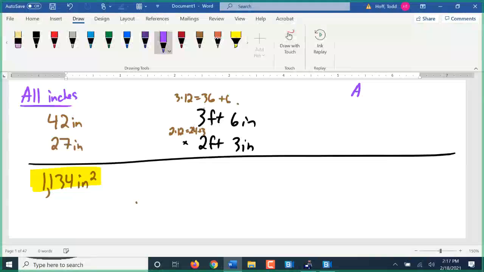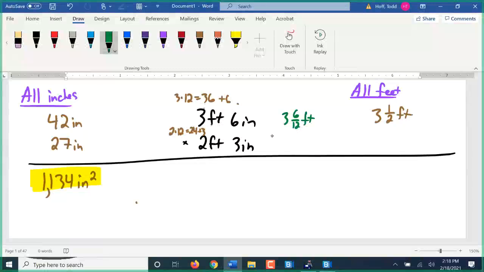The other option would be to turn it into all feet. Well, the easiest way to do that is to turn the inches into just a fraction of a foot. There are 12 inches in a foot, so 6 inches is 6/12 of a foot. So 3 feet 6 inches is 3 6/12 of a foot. 6/12, of course, reduces to 1/2, so it's 3 1/2.